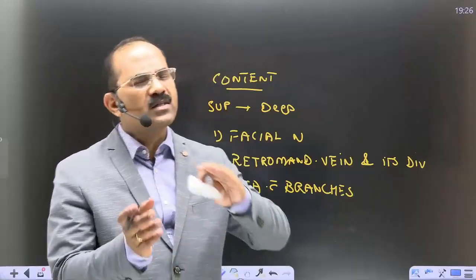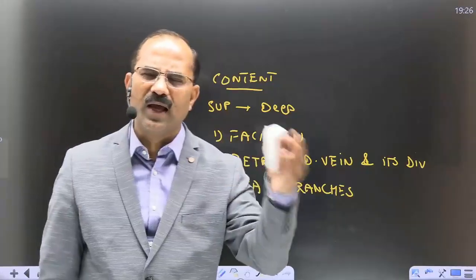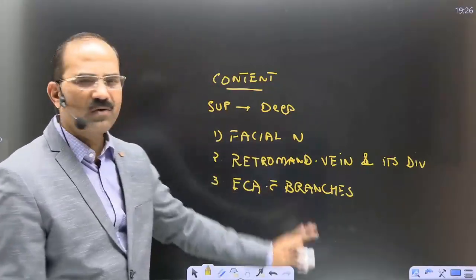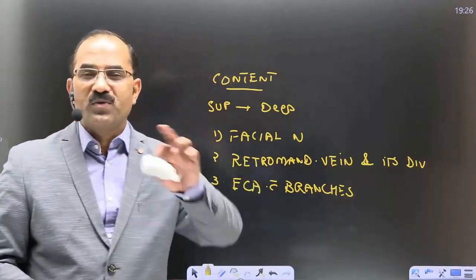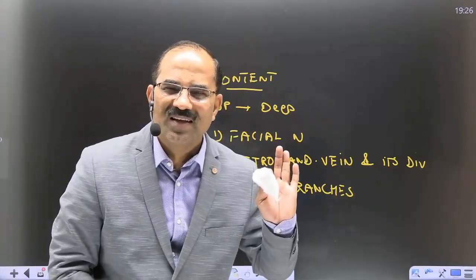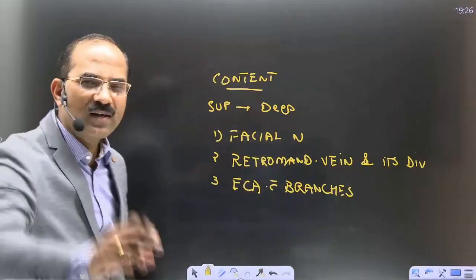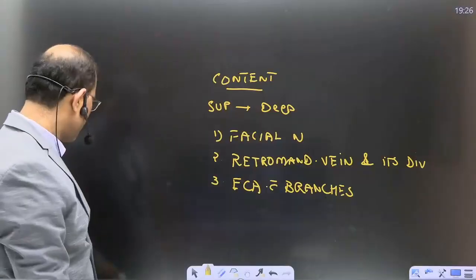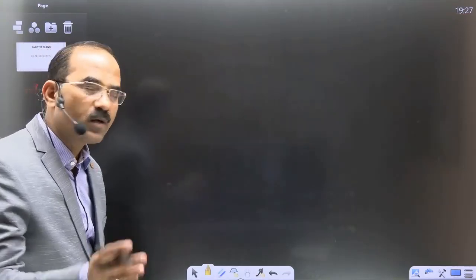What is the nerve supply? What is the artery supplying the parotid gland? The external carotid artery and its branches, and the vein is the retromandibular vein. What is the nerve supply of the parotid gland? Students, we had done this in the ganglions of head and neck. You remember, which is the cranial nerve supplying the parotid gland? Yes, the glossopharyngeal nerve. Very good.